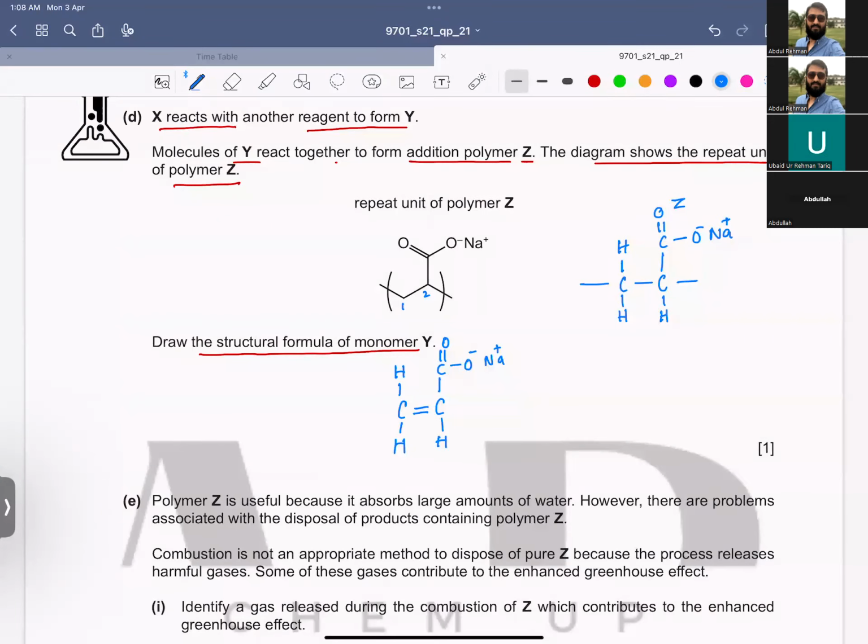And when you are drawing the monomer, remember you don't need to draw the empty bonds on both sides, but the carbon-carbon double bond must be drawn in the monomer. Is it clear to everyone? Yes, if anybody has any confusion, kindly ask.